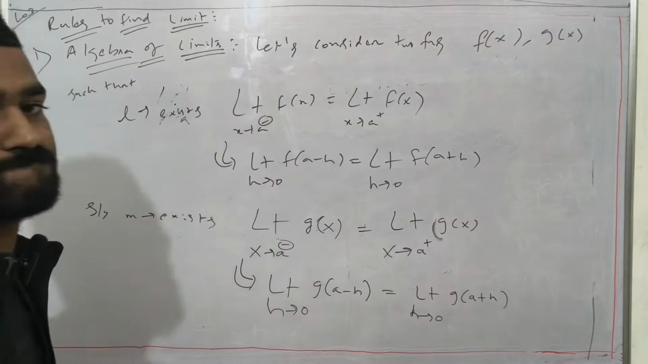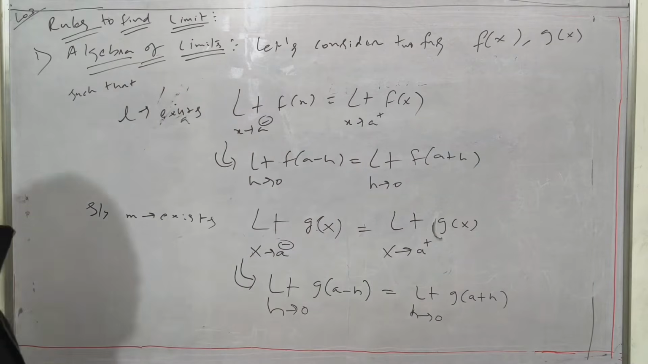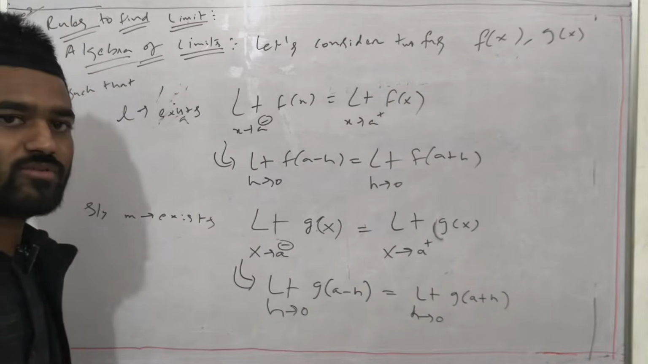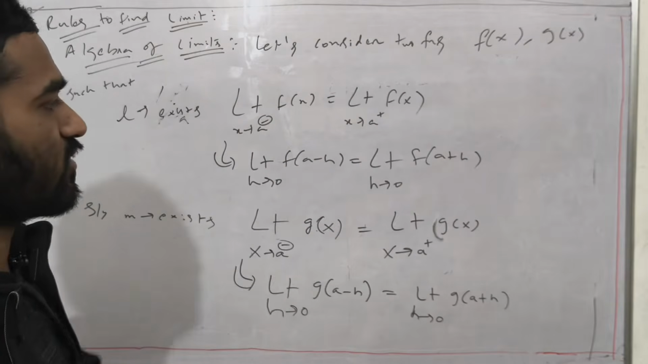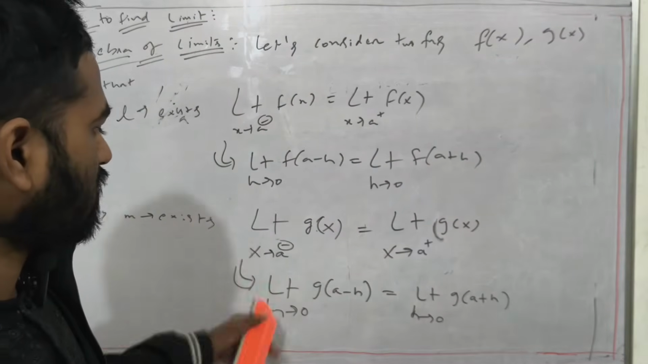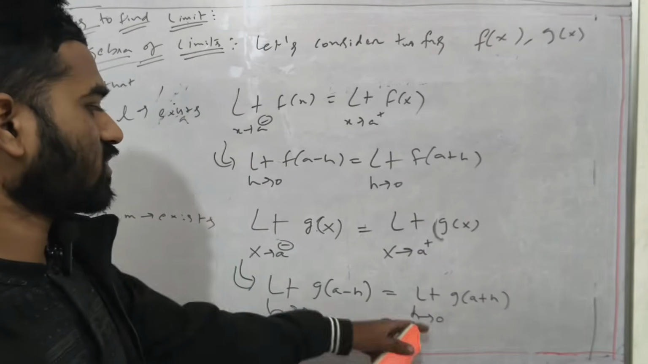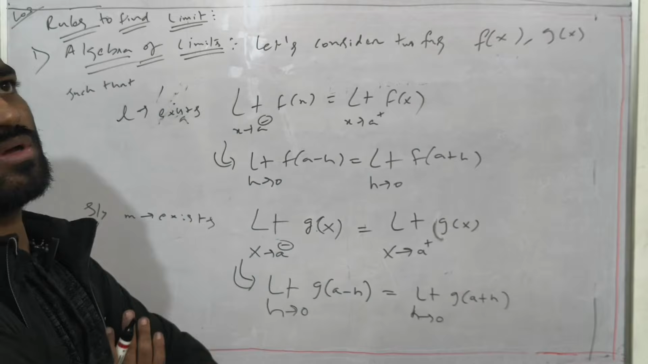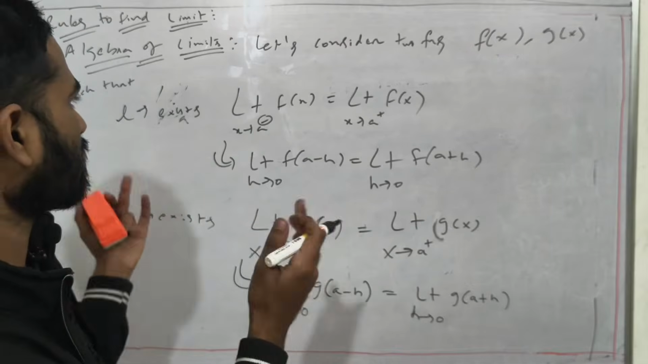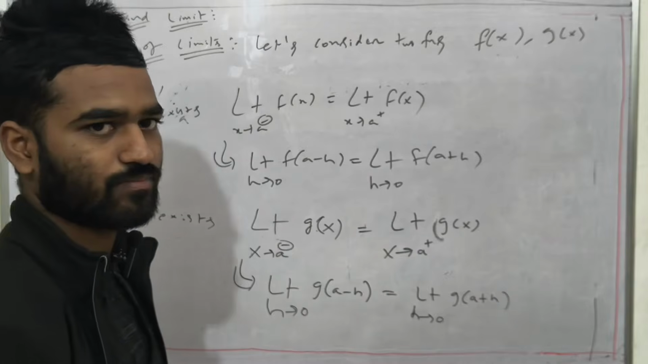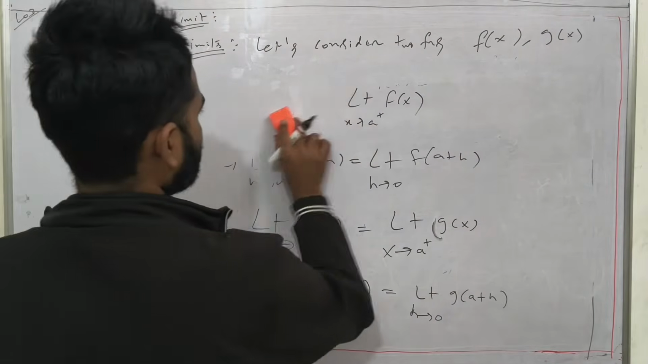Understand? L adjust means limit h tends to 0 f of a minus h equals limit h tends to 0 f of a plus h. M adjust means limit h tends to 0 g of a minus h equals limit h tends to 0 g of a plus h. If these l and m adjust, then we will have the following rules. What are the rules?